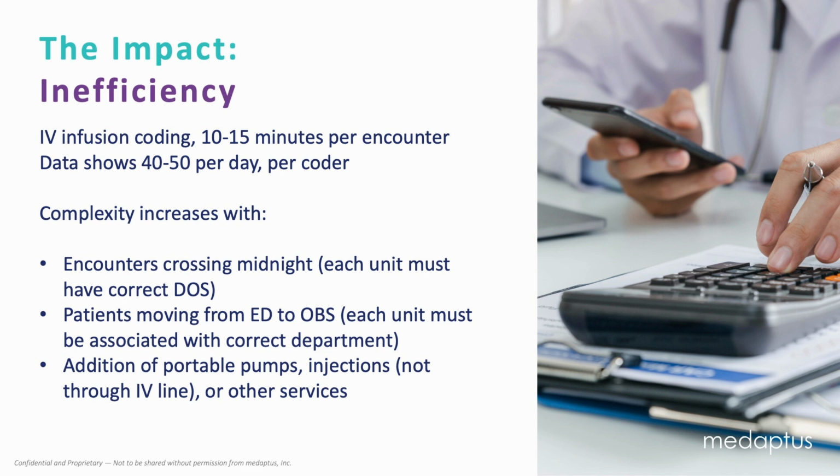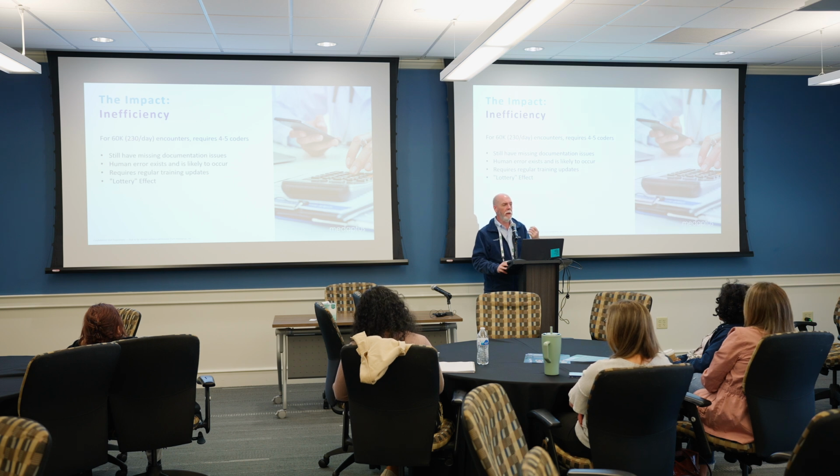Look at the overall workflow and efficiency. For an organization with 60,000 encounters, they're going to require a minimum of 4 coders. And that's if all of them are really good and super knowledgeable, right? And when I say 4 coders, I mean full-time, just doing infusions.